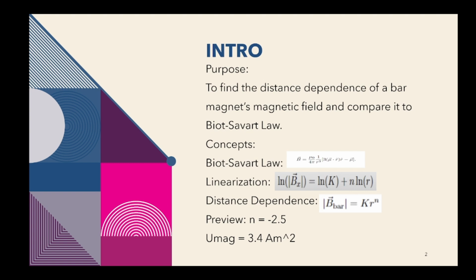We have Biot-Savart's law, which is the following equation, which we mathematically compute using the code. Then we have the linearization, which is ln Bx equals ln k plus n ln r. And then the distance dependence formula, which is B bar equals k r^n. For the preview, I used some heavy rounding here, but n is negative 2.5 and μ_mag is 3.4 A·m².